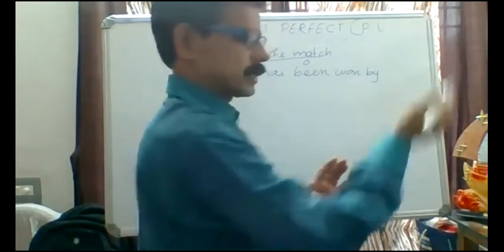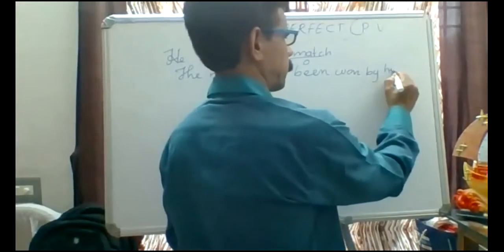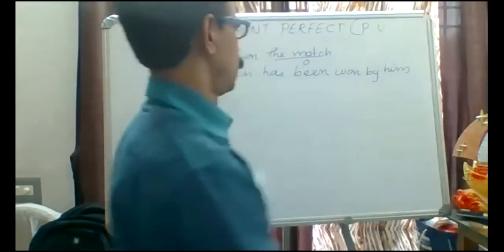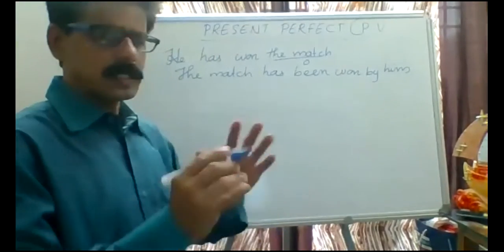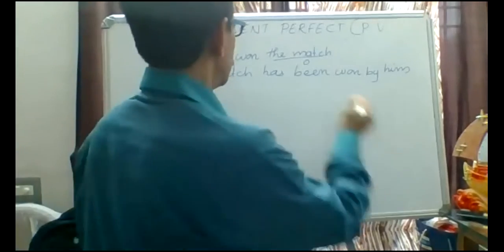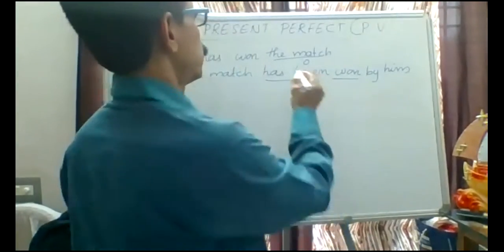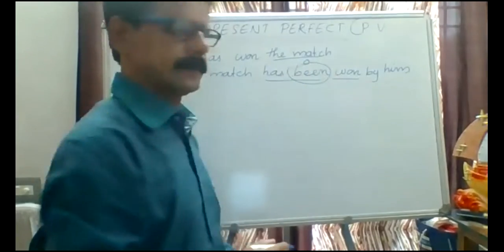He is the subject form. What is the object form? Him is the object form. So here, what is the verb now? What is the change that happened in the verb? Has been won. We just added one been here.